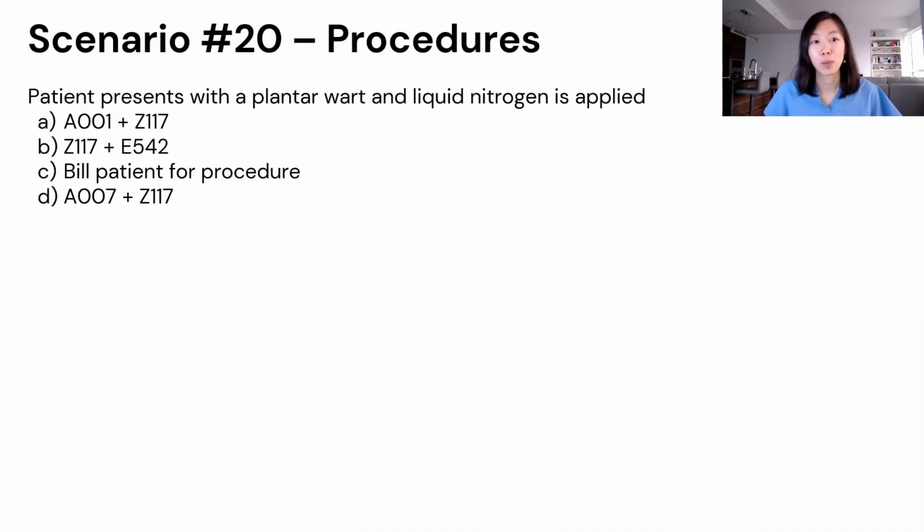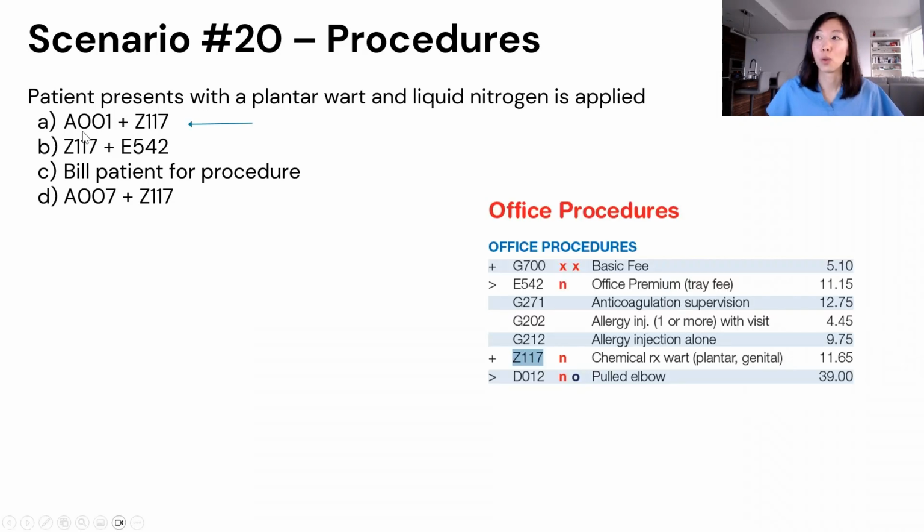All right, scenario number 20. So a patient comes in with a plantar wart and you decide to apply liquid nitrogen. What do you bill? So write down your answer, and the answer is A. So the A001 is your visit where you discuss wound care and things like the procedure with the patient. And then a Z117 is the chemical wart.